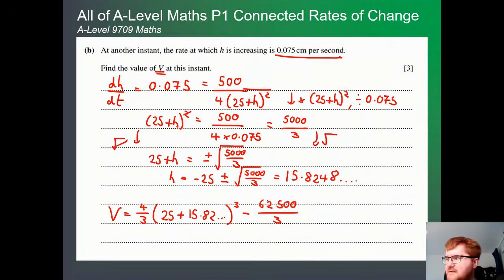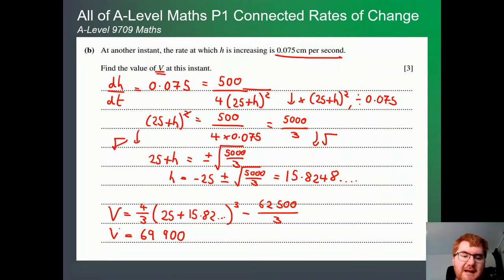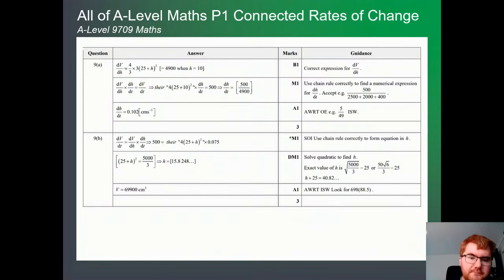So if I do this, again, we'll get to our final answer rounded. Again, you can do this at your leisure and check that I've got everything correct here. This will give us then 69,900. What's our units here? Well, we have cubic centimeters, so we want to make sure we have the same units down here as well to get our final answer. Okay, so you can go through the mark scheme here and check all the working that you've done so far.